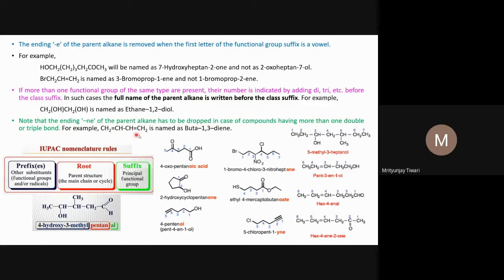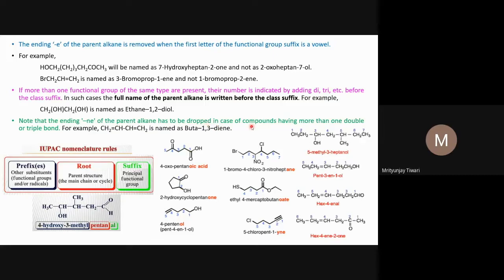1, 2, 3, 4. So double bonds at the first and third position, and if you do the numbering from the other side, 1, 2, 3, 4, the double bond again will be at the first and third position, so they are equivalent. There are four carbon atoms, so it will be but-a. Butane, it should be butane, but Ne we have removed. So we will write buta and 1,3-diene. So the IUPAC name of this compound is buta-1,3-diene.